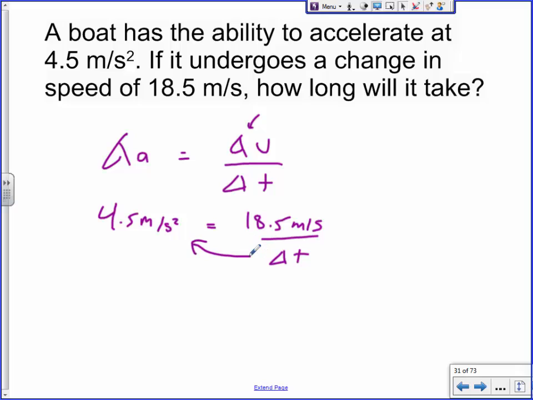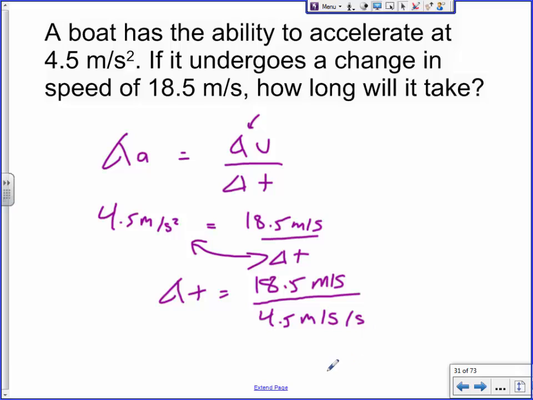Okay, this is just the same as the one I asked Michael about a little while ago. Change your time and your acceleration around. So change in time is equal to your 18.5 meters per second. And I'm going to write out the units the other way this time. I'm going to write out 4.5 meters per second squared, just so that you can visually see how they cancel. Because this meter will cancel that meter. This second will cancel that second. What's my only unit left?